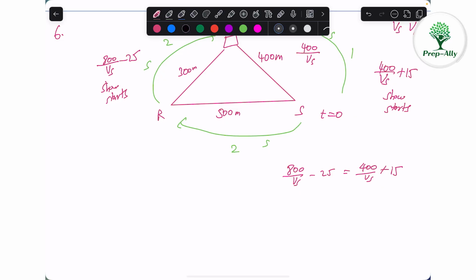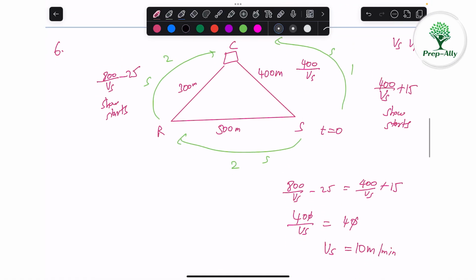So what are we getting from here? 400 by Vs on the left-hand side is equal to 40. Right? Then Vs comes out to be 10 meter per minute. So that is the velocity or the speed of Sham. Now let us check, okay, now let us check about Ram.